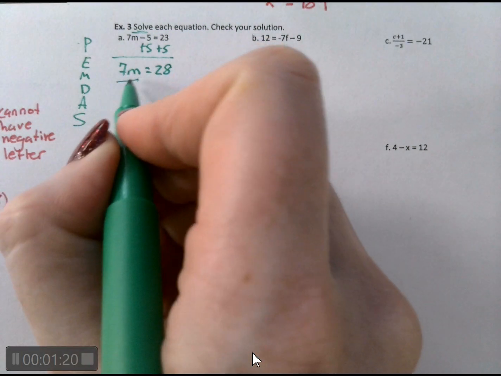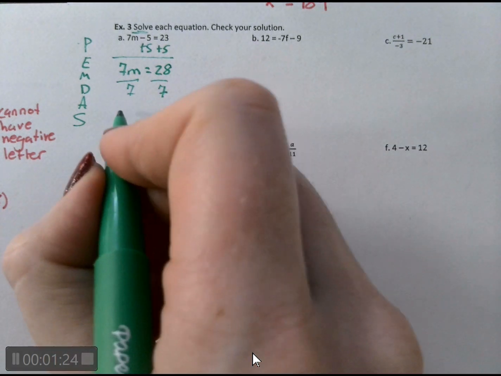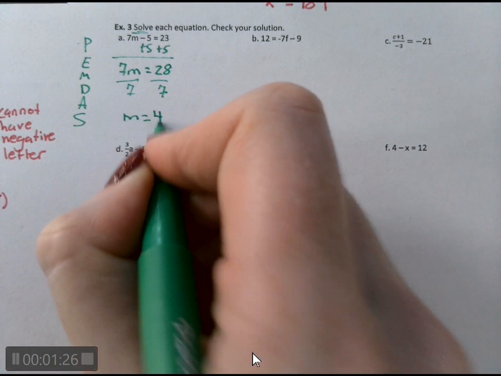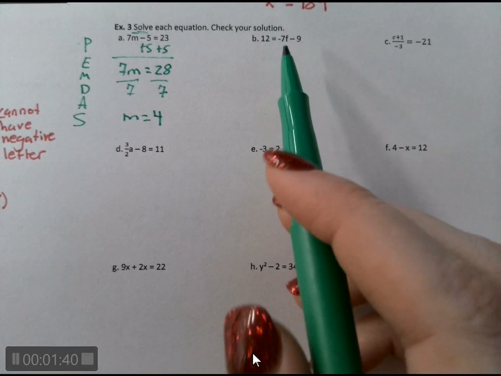And then I need to divide by 7 to get m equals 4. Alrighty? So, remember, always add or subtract first. And then we'll work on the rest. So then, let's try the next one.